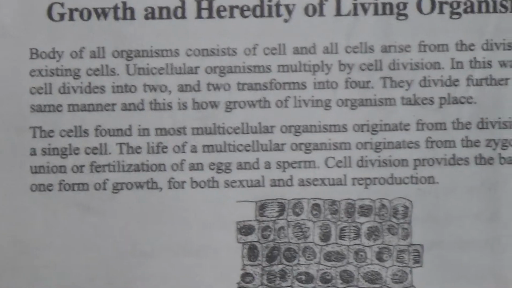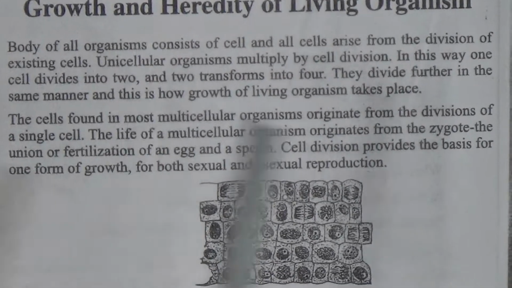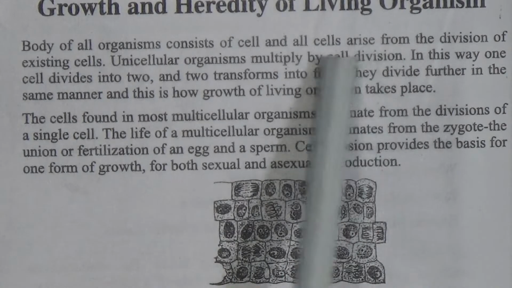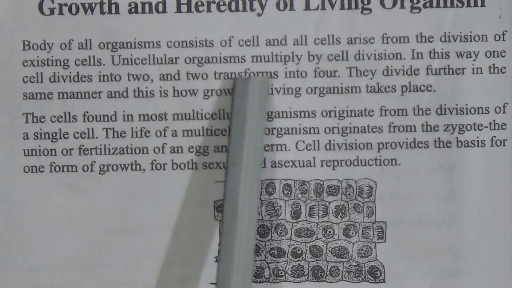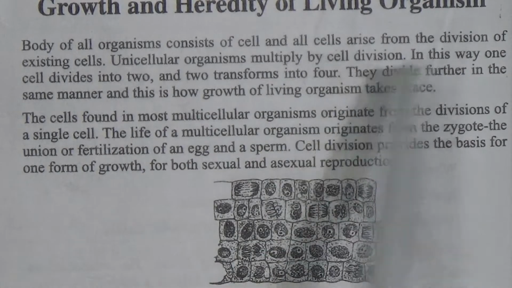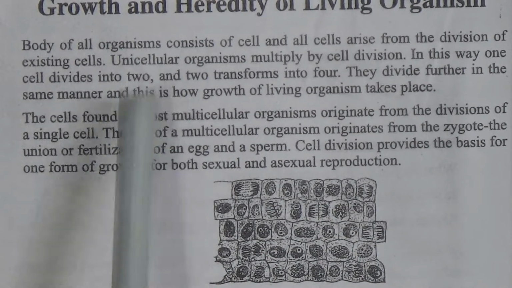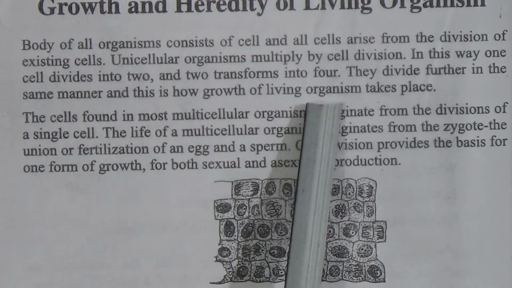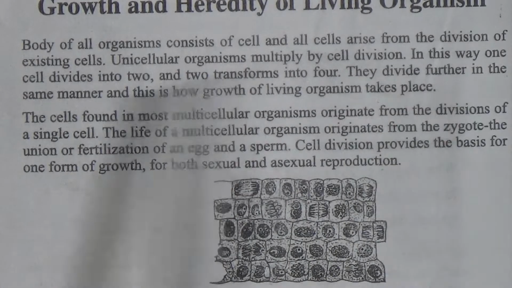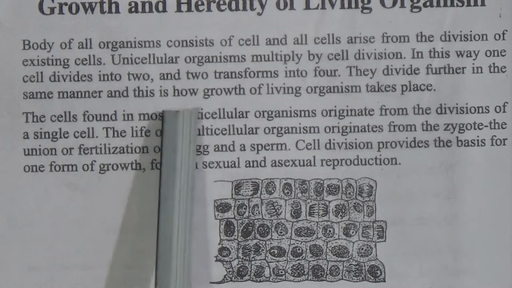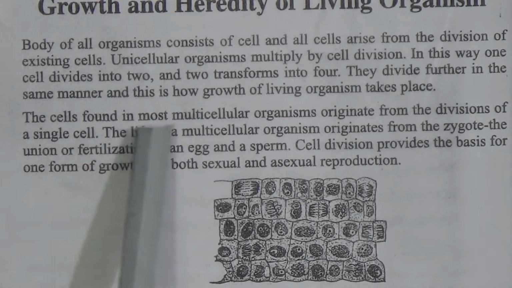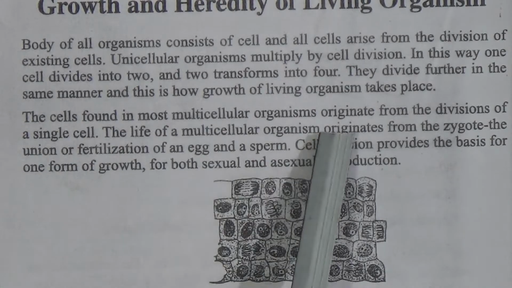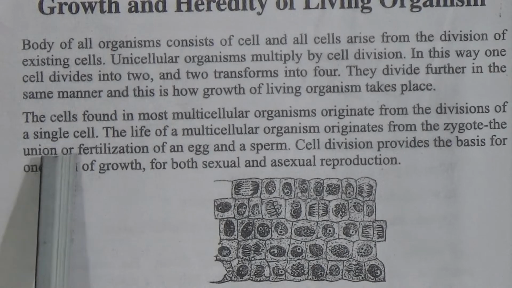First of all, we know that the body of all organisms consists of cells, and all cells arise from the division of existing cells. Unicellular organisms multiply by cell division, and in this way one cell divides into 2 and 2 cells transform into 4, and they divide further in the same manner, and this is how growth of living organisms takes place. Now the cells found in most multicellular organisms originate from the division of a single cell.